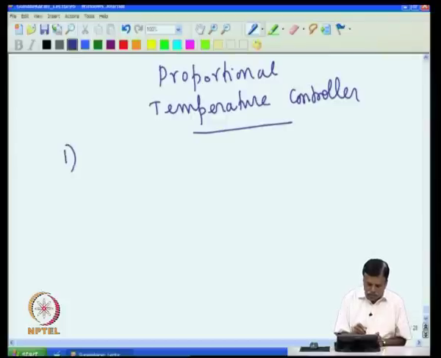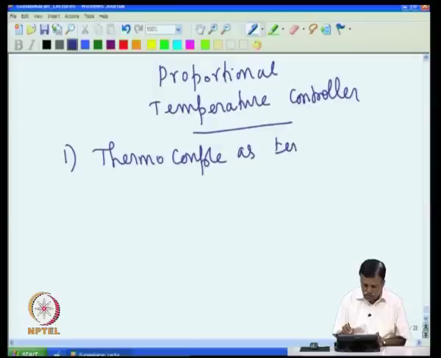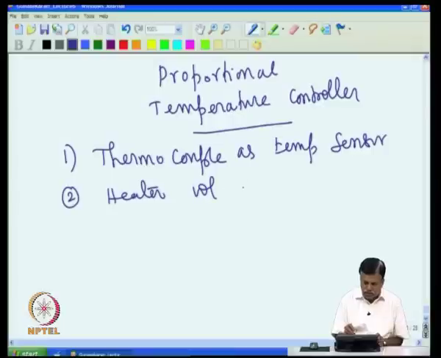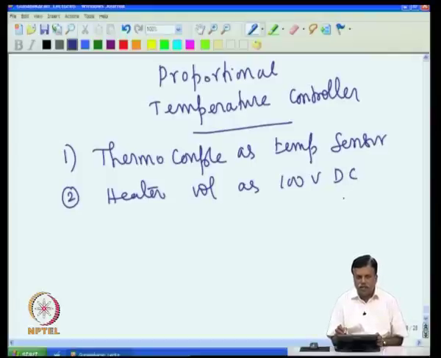So, we use a thermocouple as a temperature sensor. Now, in this case, the second point is the heater voltage, because a heater voltage of 100 volt is required. We will see how to design for various heater voltages, but first we assume the heater requires 100 volt DC and, say, 5 ampere current, and a thermocouple will be used as the temperature sensor to make a proportional temperature controller.